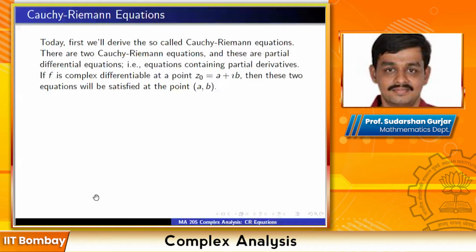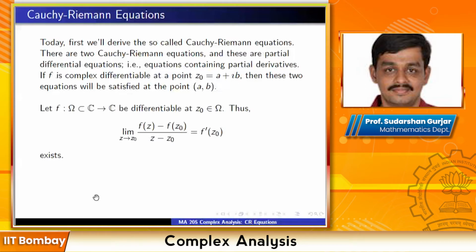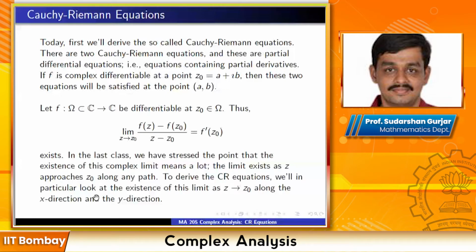So let's start. From omega to C, suppose you have a function differentiable at z0. Then by definition, the limit of (f(z) minus f(z0)) upon (z minus z0), as z tends to z0, is equal to f prime z0. This limit exists. That is what it means to say that the function is differentiable at z0, in the complex sense. In the last lecture, we stressed the point that the existence of this complex limit means a lot. The limit exists as z tends to z0 along any path.